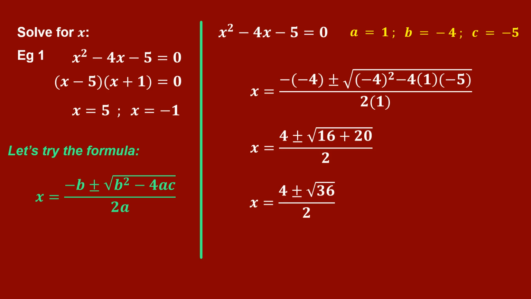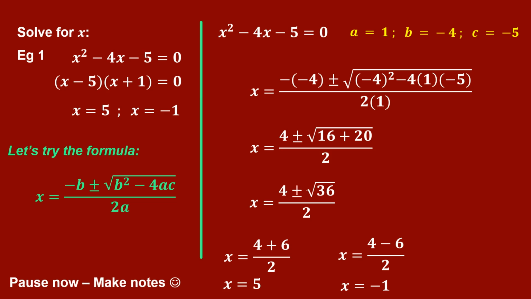And now to get my two solutions, I'm going to first use plus. So 4 plus the square root of 36 divided by 2. And then 4 minus 6 divided by 2. So 10 over 2 is 5, and minus 2 over 2 is minus 1. So I do get exactly the same answers, but it's just much longer. But it will be useful for other questions. Pause now and take down this example.